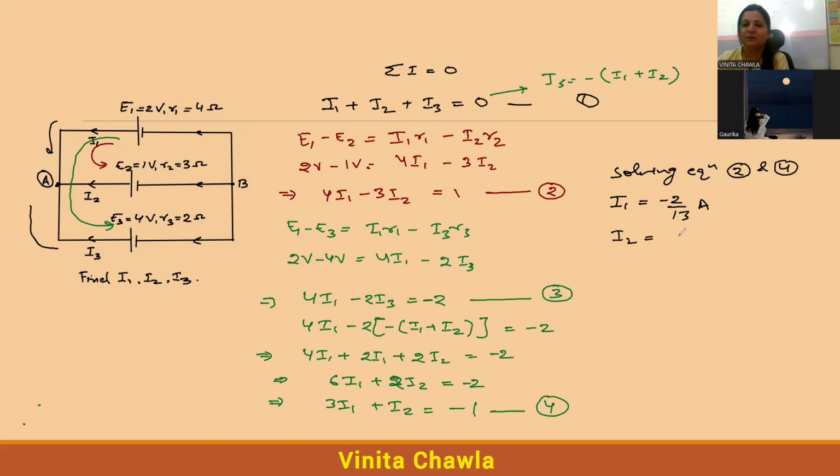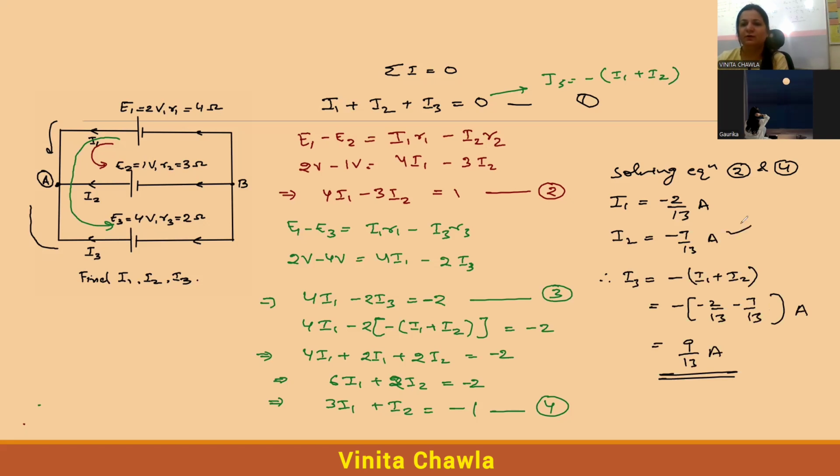And I2 as minus 7 by 13 ampere. Now we will put these two values here in this equation. Therefore, I3 is equal to minus I1 plus I2. It is plus because minus of minus 2 by 13 plus minus 7 by 13. So it is 9 by 13 ampere. So these are the values.